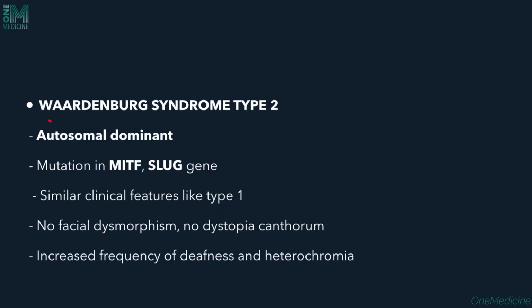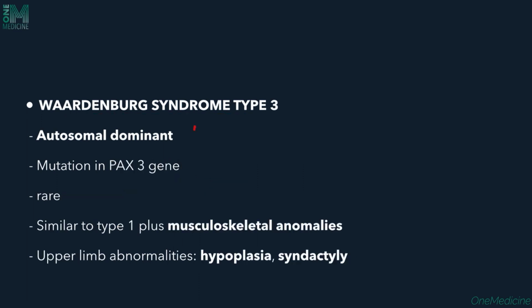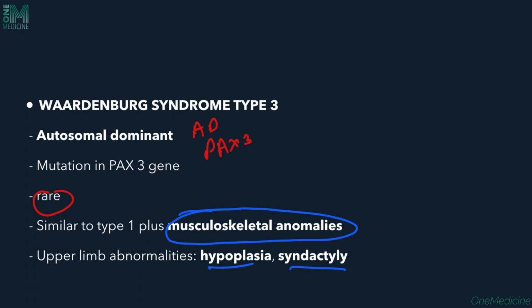So Waardenburg syndrome type 2, here it is again autosomal dominant. MITF, microphthalmia associated transcription factor, is mutated or the SLUG gene is involved here. Clinical features are like type 1, but there is no dysmorphism of the face or dystopia canthorum, but deafness and heterochromia can be present. In type 3, which is autosomal dominant again, the PAX3 gene is again mutated here. It's a rare type, similar to type 1, along with musculoskeletal features like syndactyly and hypoplasia.